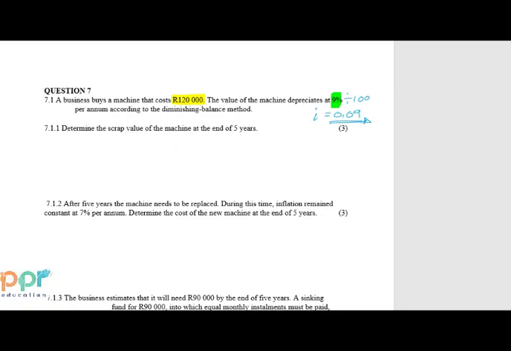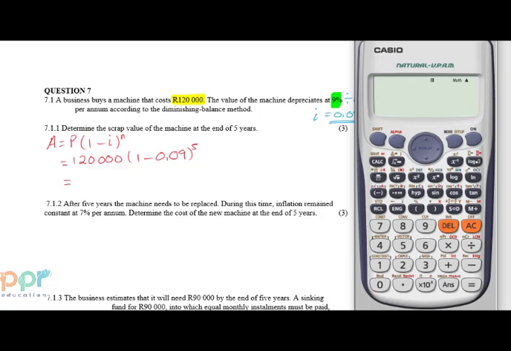Now let's use the formula for depreciation. For the diminishing balance method, we use the compound depreciating value formula, which is P into (1 minus i) all raised to power n. P is still 120,000, into 1 minus the interest rate, which is 0.09, and then for a period of 5 years. Then our future value, if we punch our calculator: 120,000 into (1 minus 0.09) all raised to power 5.